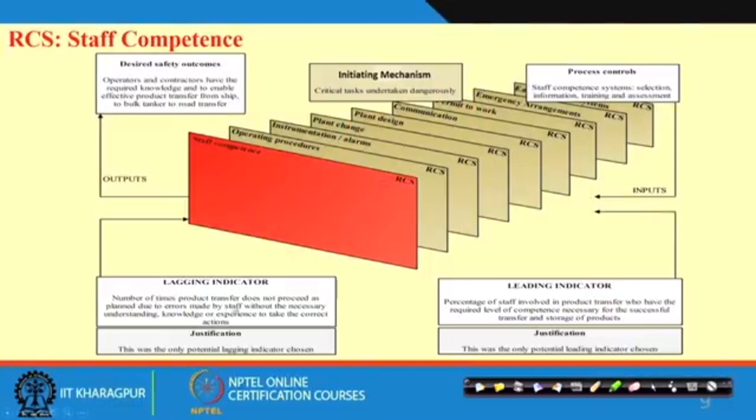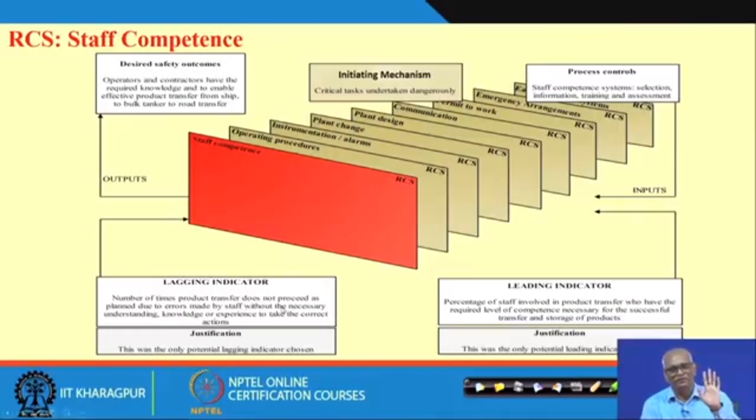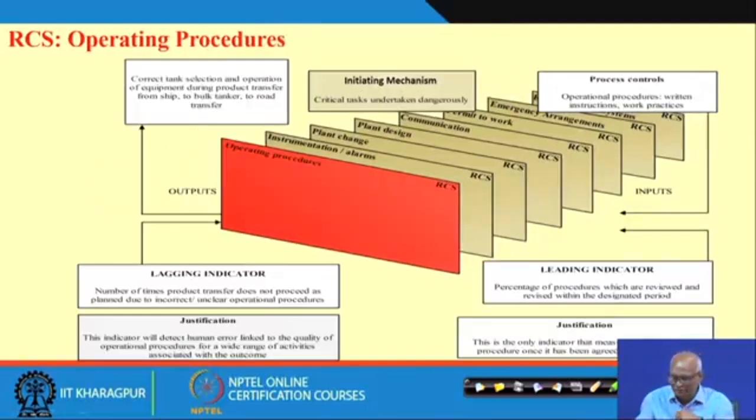What is the lagging indicator? Number of times product transfer does not proceed as planned due to errors made by the staff. How many times, you see, nothing great loss has happened, but how many times the transfer did not happen because of the competency of the people?